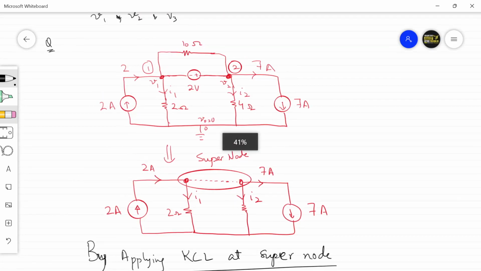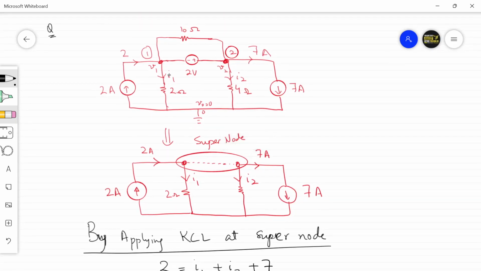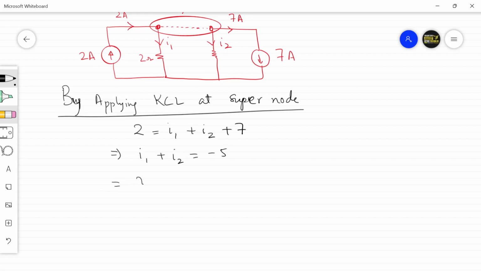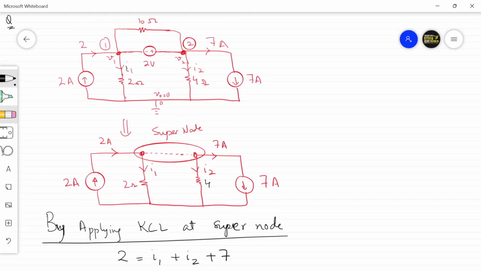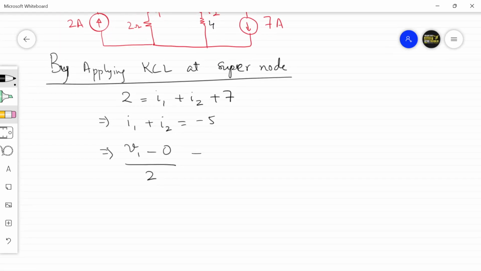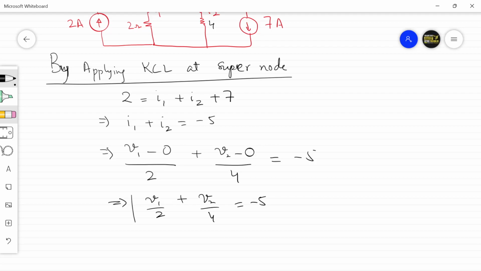I1 is the current coming from a potential of V1. If you look in this diagram, I1 is coming from a potential of V1 to a potential of V0 through a 2 ohm resistance. So V1 minus V0 divided by 2. I2 is the current coming from a potential of V2 to a potential of 0 volts through a resistance of 4 ohms. So V1 by 2 plus V2 by 4 is equal to minus 5. So this is one equation.